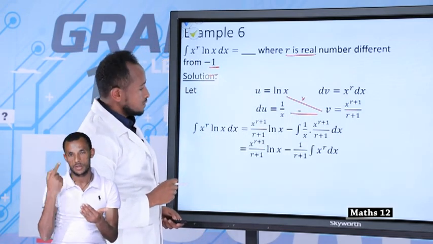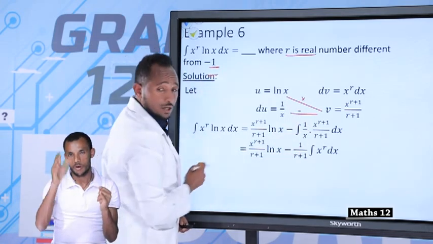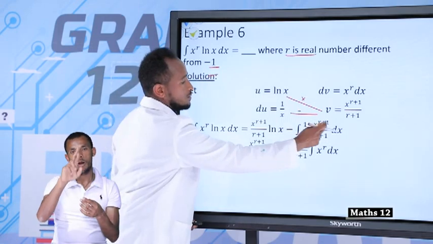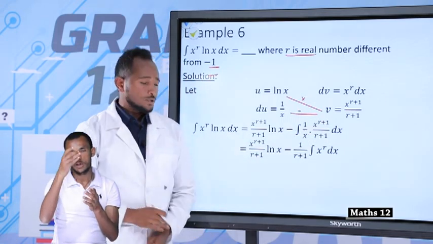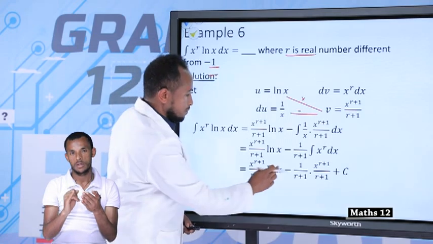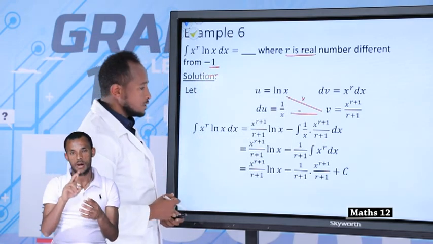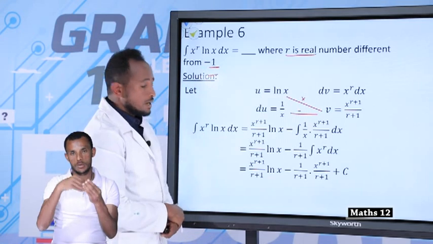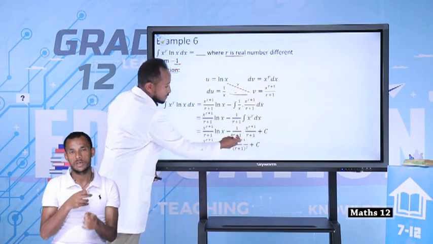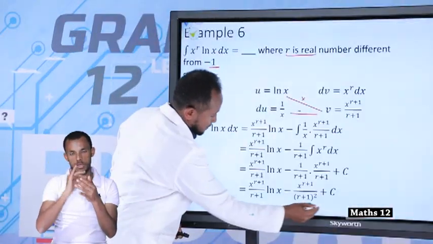So simplifying this, you'll have this as it is, minus, you can factor 1 over r plus 1 outside, and the ratio of these two, x to the power of r plus 1 over x, is x to the power of r dx. So finally, this is as it is, minus 1 over r plus 1 times the integration of x to the power of r, a power function, x to the power of r plus 1 over r plus 1, plus some constant c. Just multiplying these two, r plus 1 times r plus 1 is r plus 1 the whole squared. So this is the final answer.